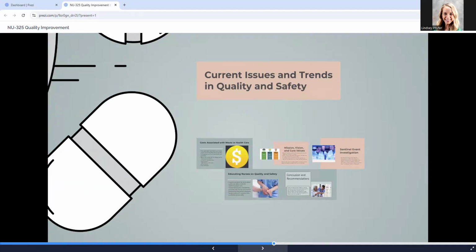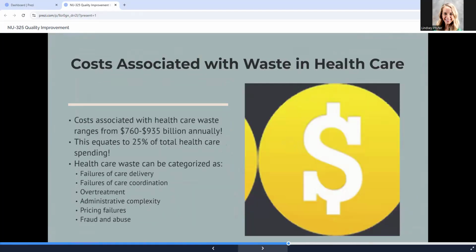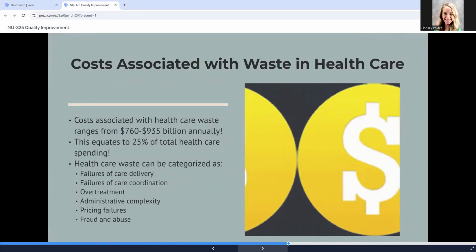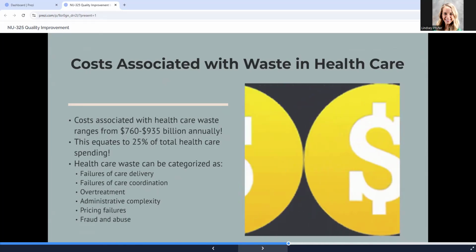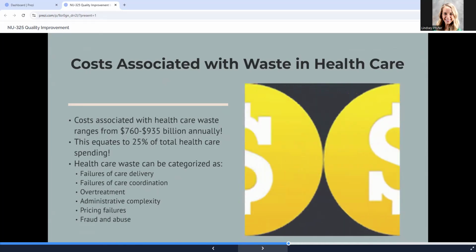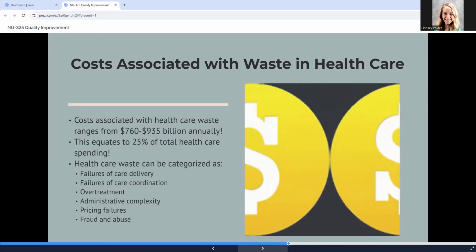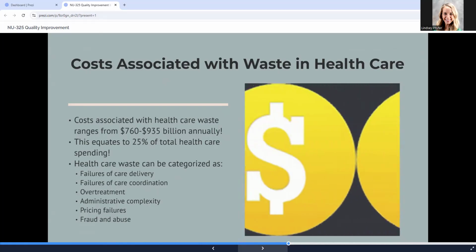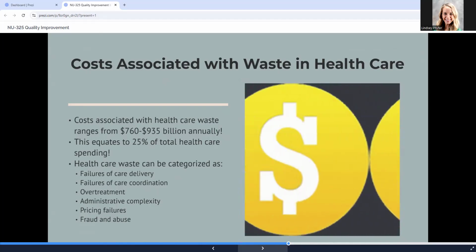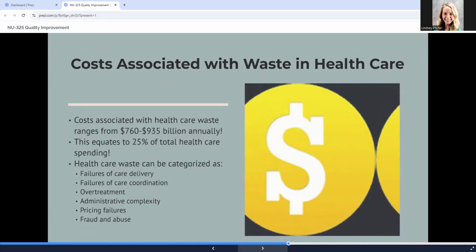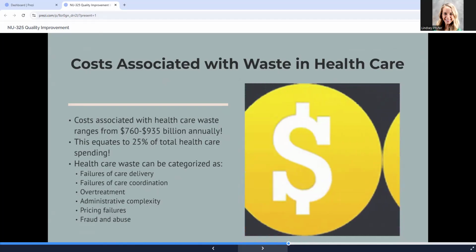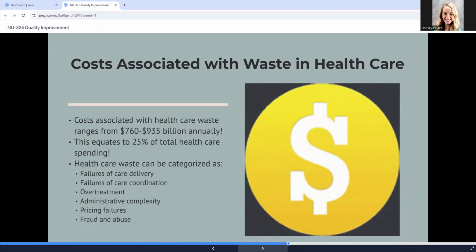So now we're going to look at some current issues and trends that are specific to quality and safety in the healthcare industry. So let's first talk about costs associated with waste in healthcare. And real quick quiz. Do y'all remember what quality improvement model aims to reduce operational waste? So the quality improvement model that aims to reduce operational waste is lean.